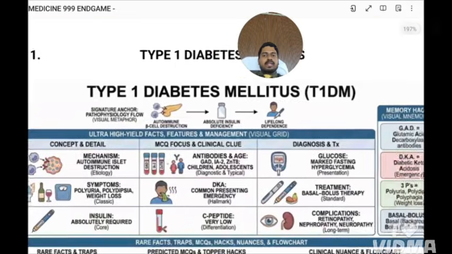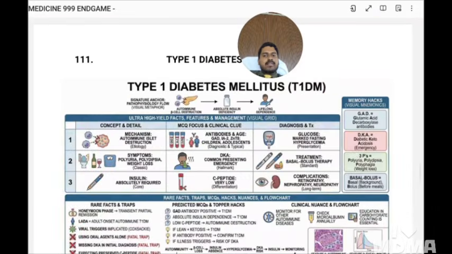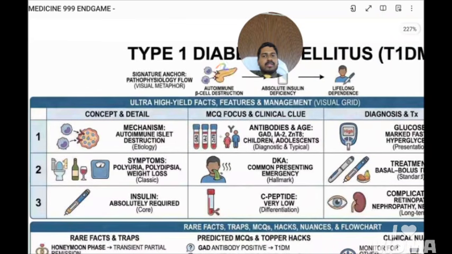Okay. Yes, next we'll go to the last topic of endocrinology, after which we'll be going to renals, that is type 1 diabetes mellitus. Now, the mechanism is simple. There is autoimmune destruction of the pancreas, and as a result of it, there is insulin deficiency, and the patient will be on lifelong insulin. So what is the mechanism? Autoimmune destruction of islet cells that produce insulin. So which antibodies are seen? Remember, GAD, IA2 and ZnT8.